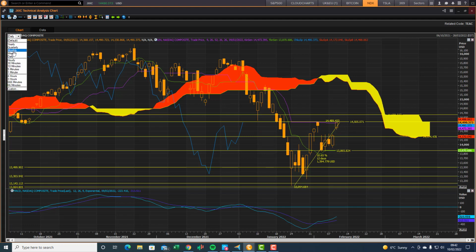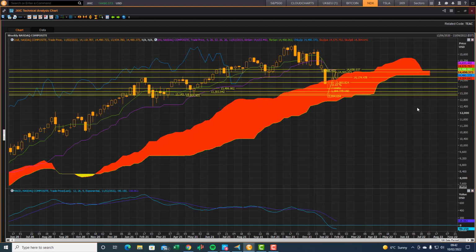Now if we look at the weekly chart, we can see we dipped into the cloud. We rebounded from the front end cloud support zone here at this 13,000 zone, and we're back above the weekly cloud. So far so good, but there is massive divergence between the MACD and the price action. There was a sell signal up here at 15,600 in the markets.